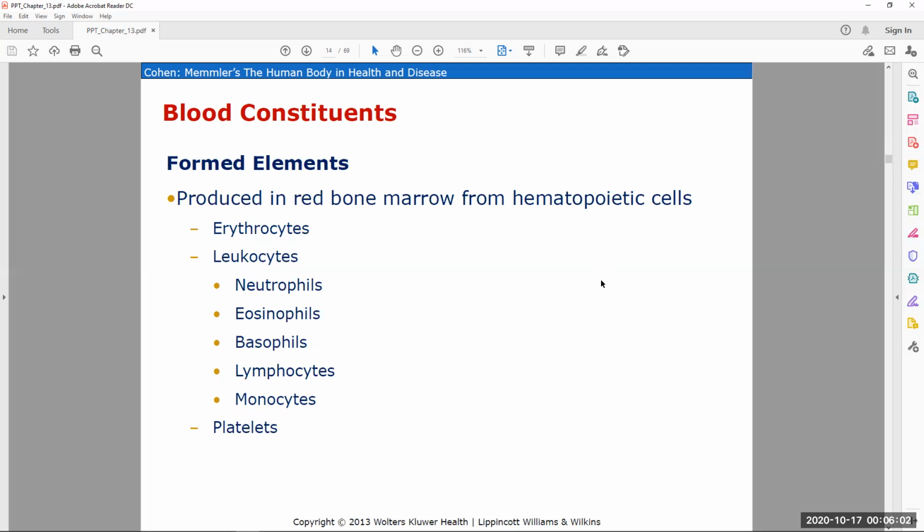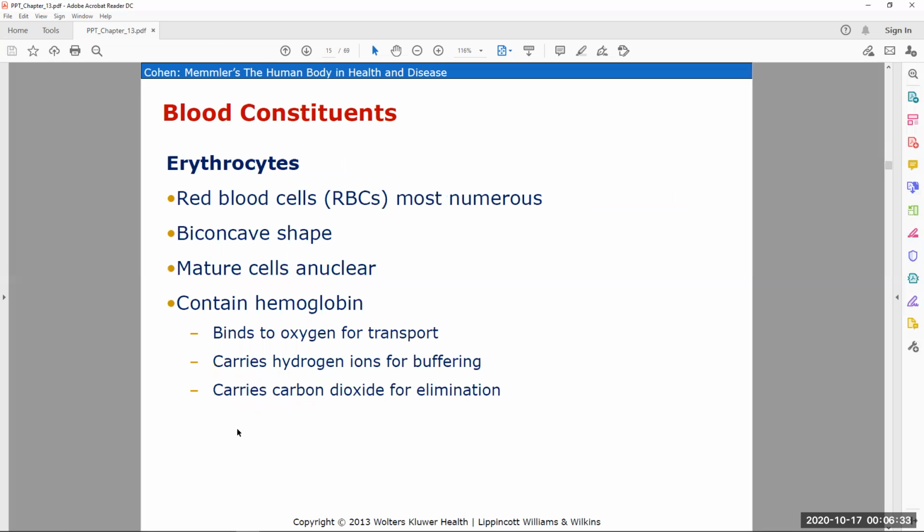So, the formed elements, red blood cells, erythrocytes, they're produced in red bone marrow from hematopoietic cells, specifically hematopoietic stem cells, very important in the manufacture of the red blood cells. The white blood cells consist of neutrophils, eosinophils, basophils, lymphocytes, monocytes. And as you mentioned, platelets, these are the fragments critical for formation of clots.